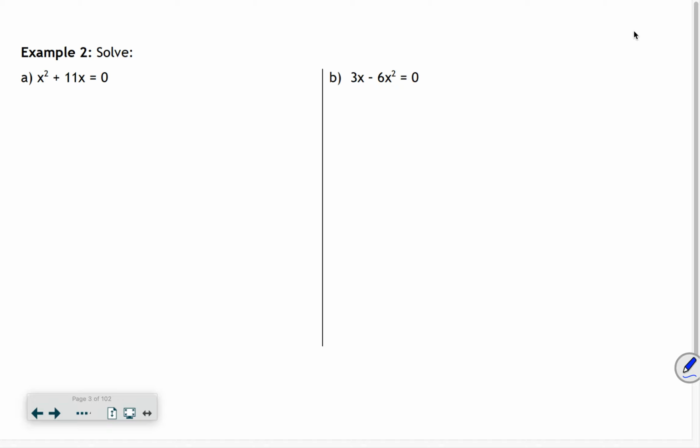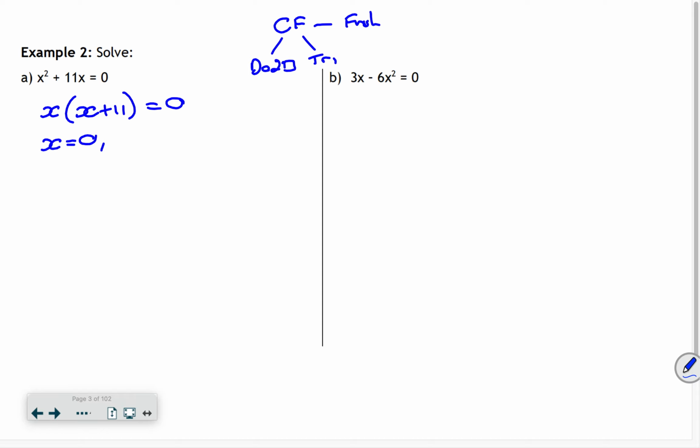So just factorize that like normal. When we factorize, remember we always look for a common factor first, and then it's either going to be a difference of two squares, or a trinomial, or it'll just finish there. It won't be anything else. So we always look for a common factor first. Let's take out a common factor of x. So that will be x bracket x plus 11 is equal to 0. So that will just give me that x is equal to 0 and x is equal to negative 11.